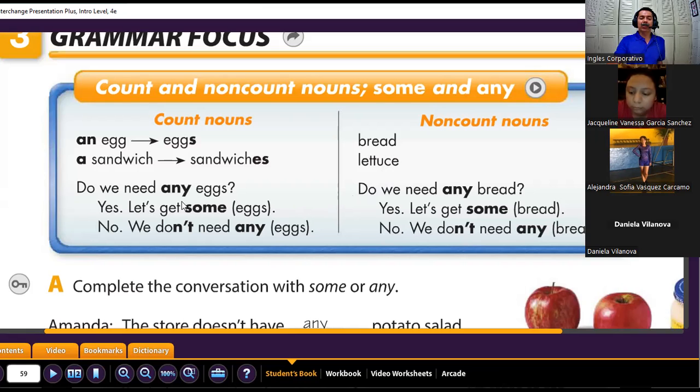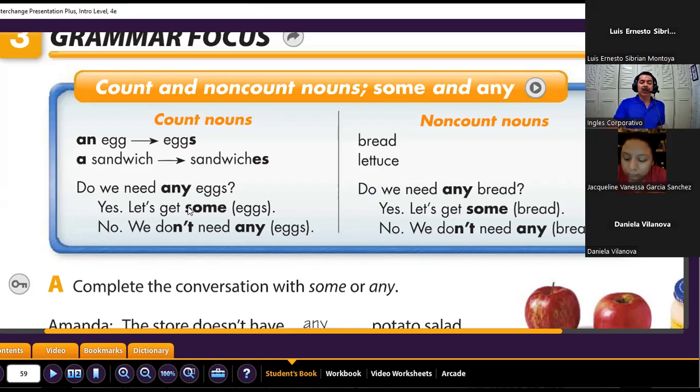Okay. And we can use some and any in questions. Here we don't have an example of using some, but, you know, it's possible. And we have some in affirmative. And we have any in negative, right?